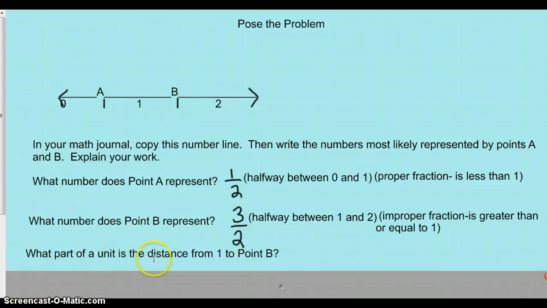What part of a unit is the distance from 1 to point B? From 1 to point B is half. So all of these are halves. 1/2, 2 halves, 3 halves, 4 halves. And if we went on, 5 halves.